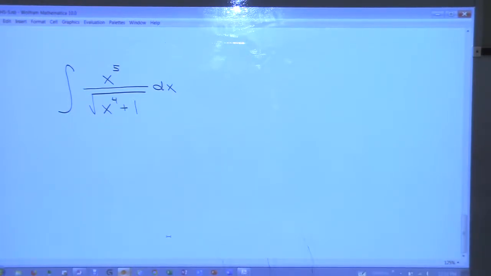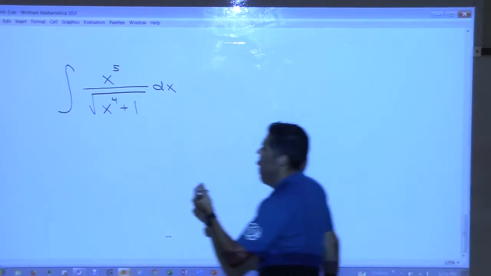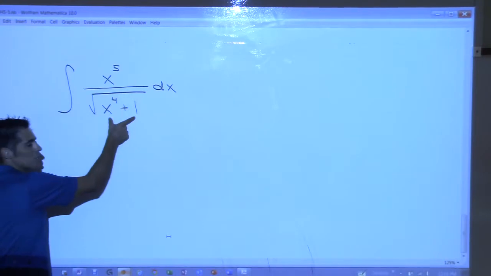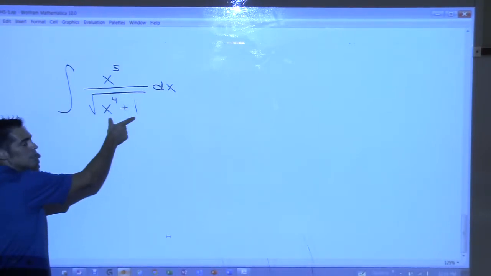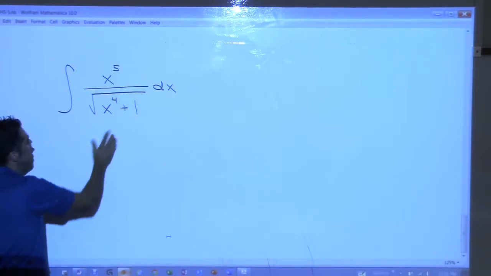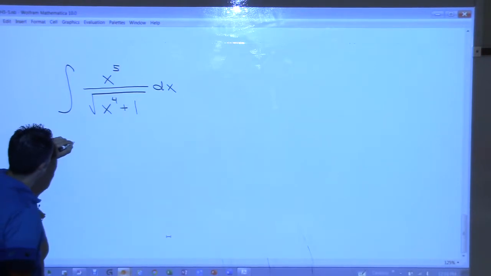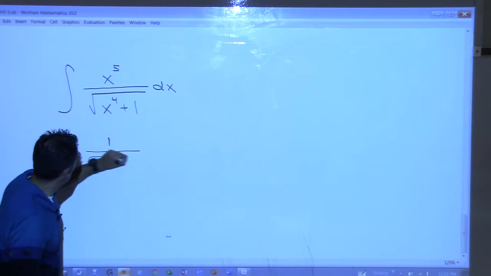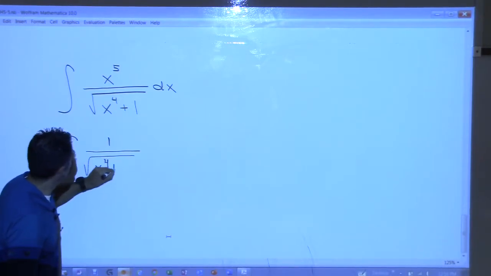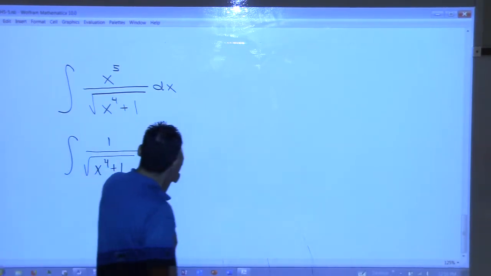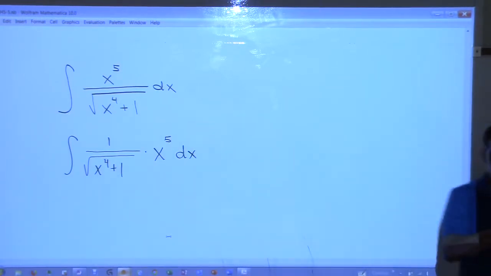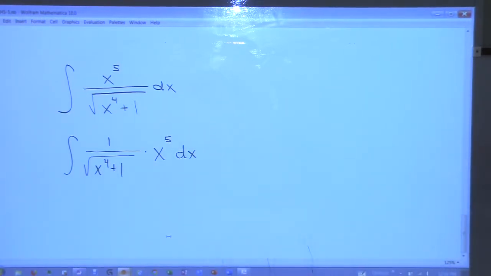What did you try? Oh, okay, so you did square root of each of those individually? Oh, no, I just separated the problem so I could see it better. So it's 1 over the square root of x squared plus 1. I thought you said x squared plus 1. Okay, 1 over the square root of x to the 4th plus 1, times x to the 5th dx. Okay, I totally misheard you. So that's where you start. I like that because that kind of peels everything apart.